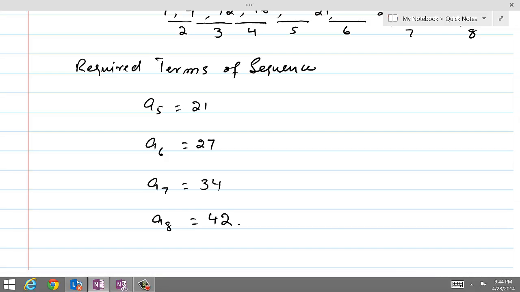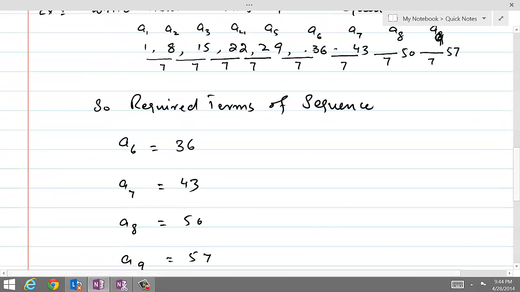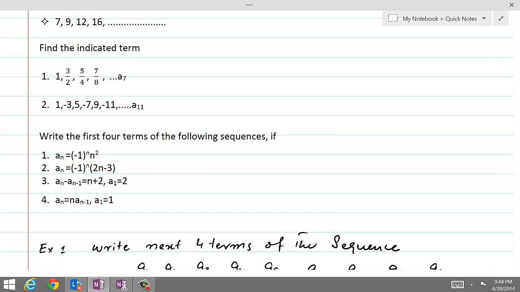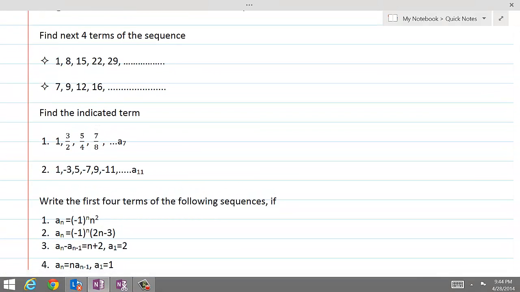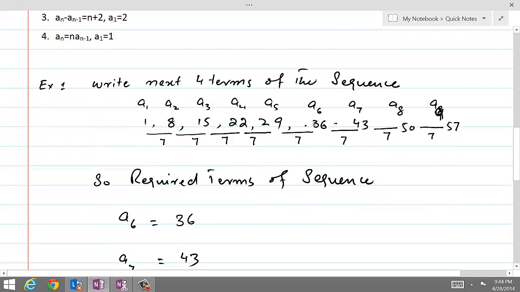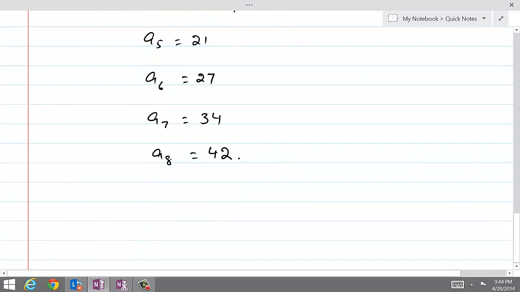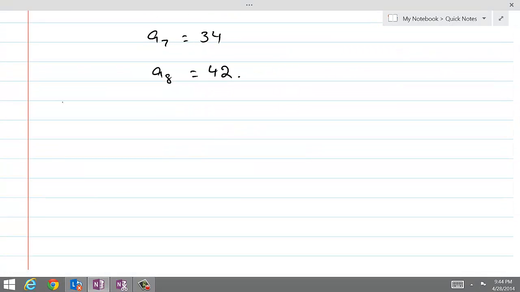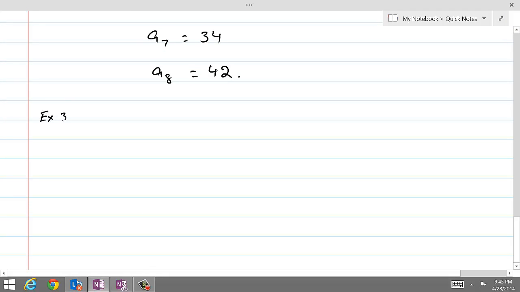In the next question, what we are required to do is find the indicated terms. So this time we are going to write the 7th term of the sequence, and the given sequence is 1, 3 by 2. So let's write down the sequence. Example number 3.